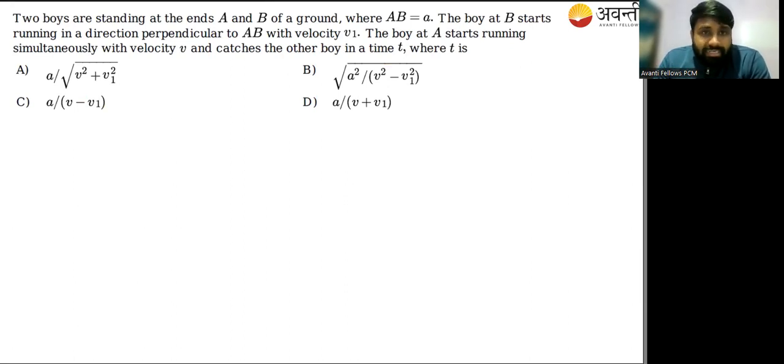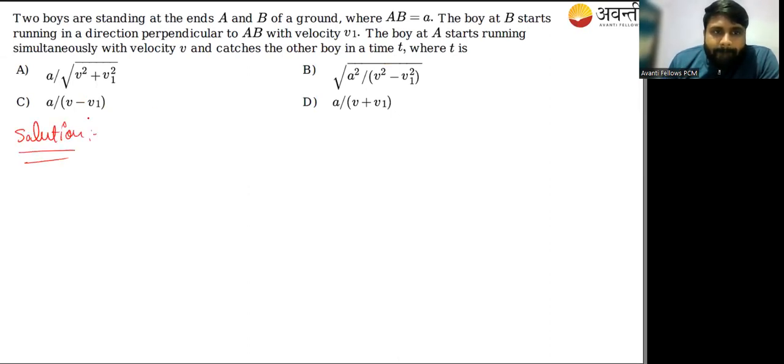Two boys are standing at the ends A and B of a ground, where AB is equal to small a. The boy at B starts running in the direction perpendicular to AB with velocity V1. Now the boy at A starts running simultaneously with velocity V and catches the other boy in a time t. Now you need to calculate that time. The question is directly from relative motion.